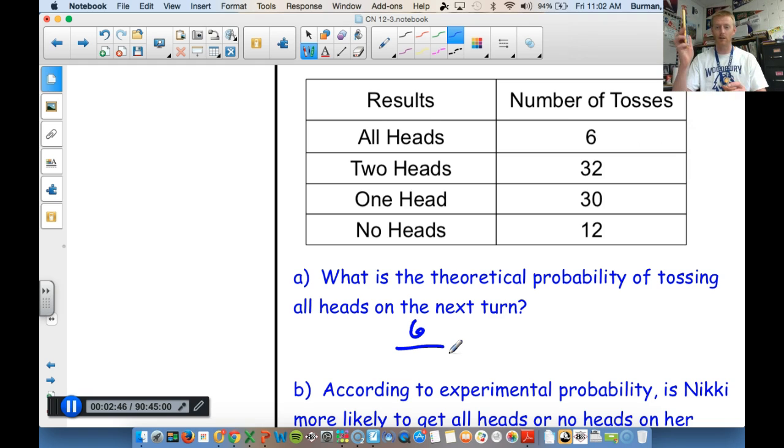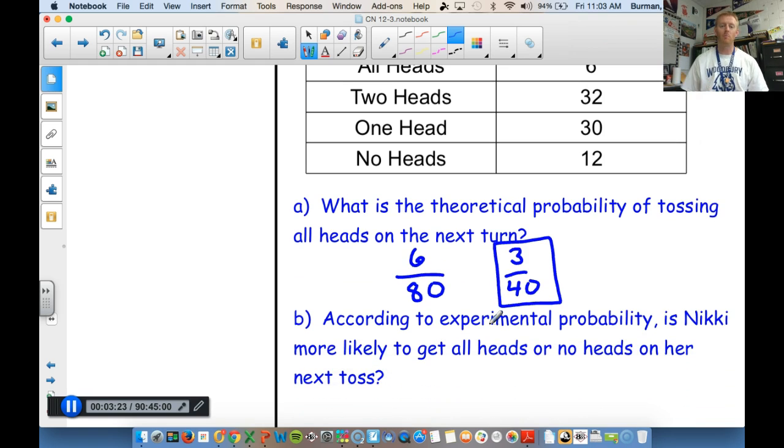So I'm going to take my calculator and I'm going to add the total number of things that happened. So we had 6 plus 32 plus 30 plus 12, and that's a total of 80. So the probability of her getting all heads next time is 6 out of 80 according to the experiment. Now 6 out of 80 simplifies when we divide them both by 2. It simplifies to 3/40. So there's a 3/40 probability that she would get all heads the next time.